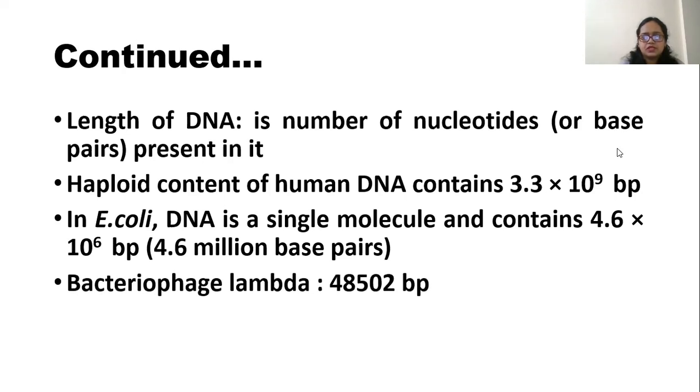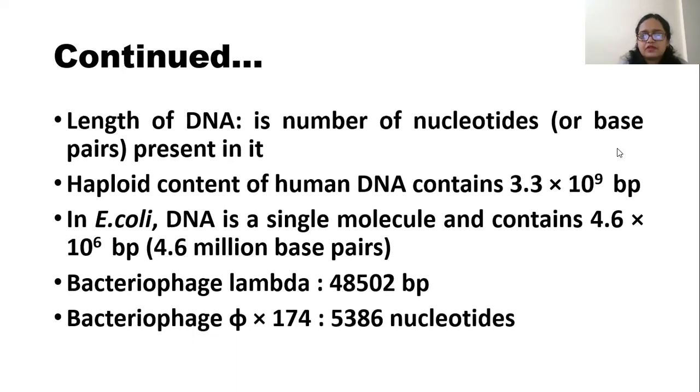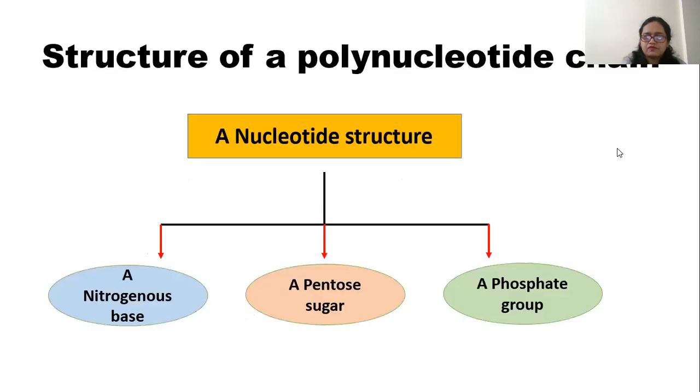In Bacteriophage lambda, it is around 48,502 base pairs, while in Bacteriophage phi X 174, it contains only around 5,386 nucleotides. So these are a few examples about the length of DNA.